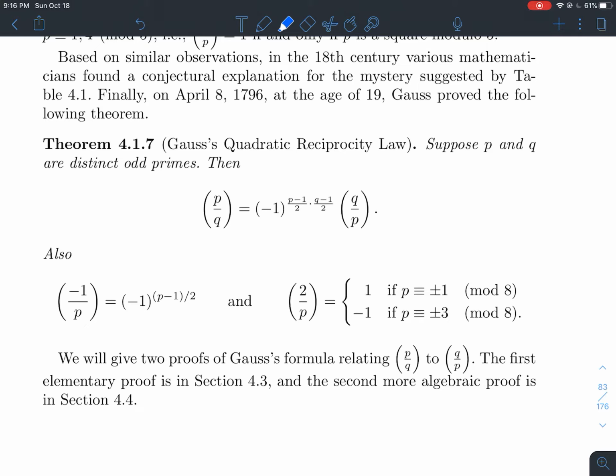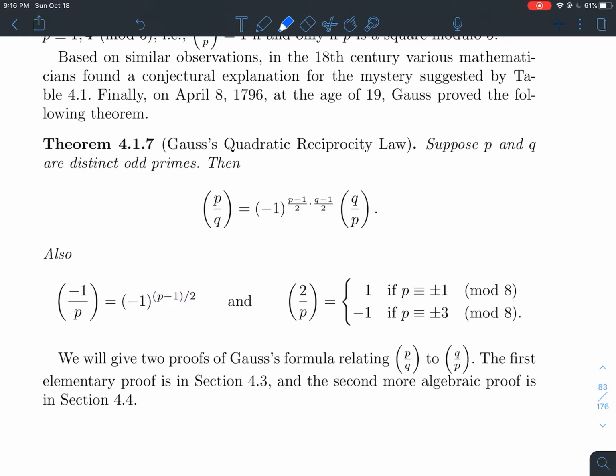And what else over here? How do you compute the Legendre symbol of minus 1 over p? Again, think about minus 1 as the same thing as p minus 1 mod p. Anyway, how do you compute that quickly? It should just be minus 1 to the (p minus 1) over 2 power.